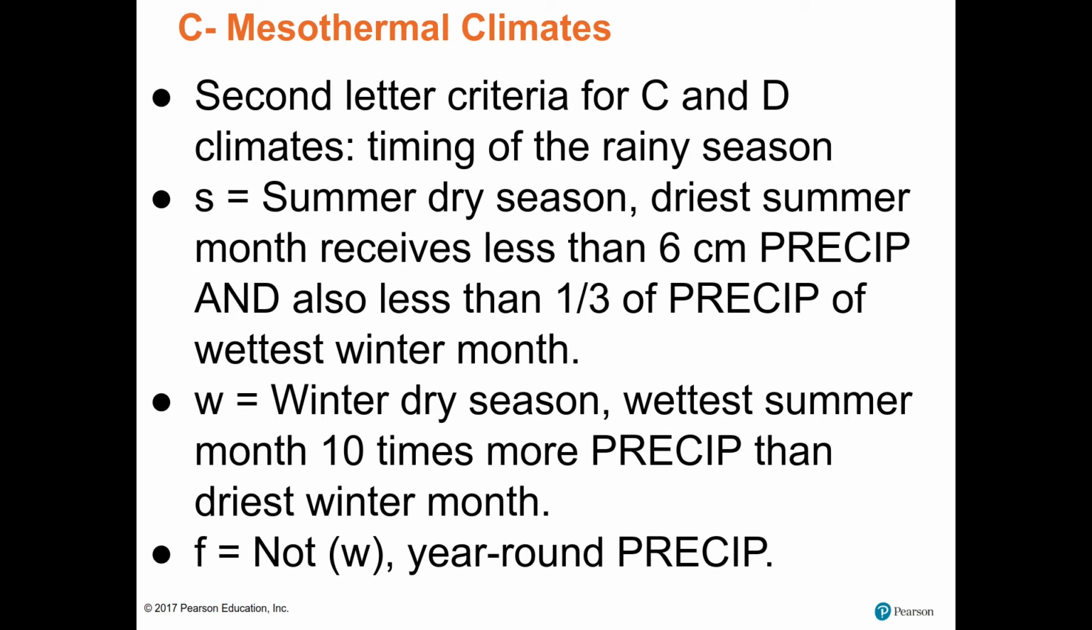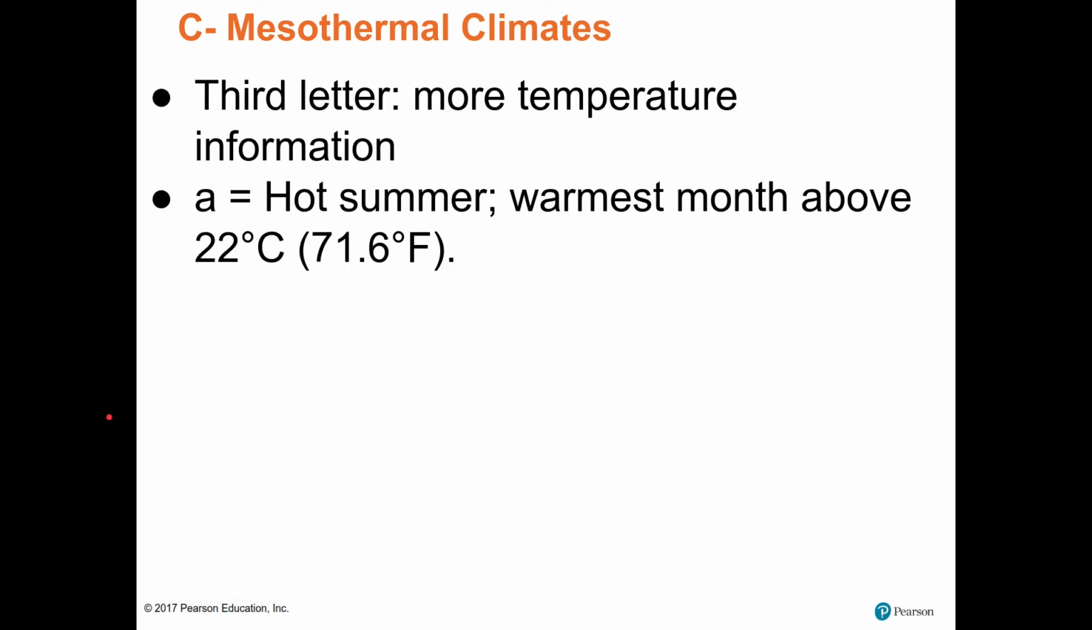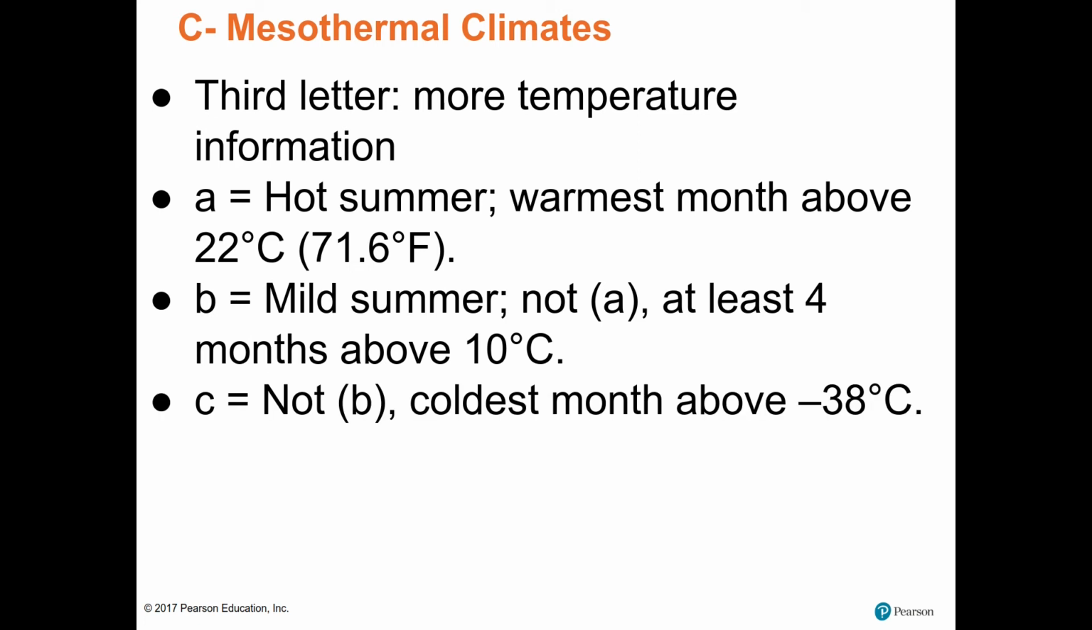And F, if it's not a W. So you check to see, is it an S? If it's not an S, you check to see if it's a W. If it's not a W, it has to be an F. The third letter, A, B, C: hot summer, mild summer, cool summer.